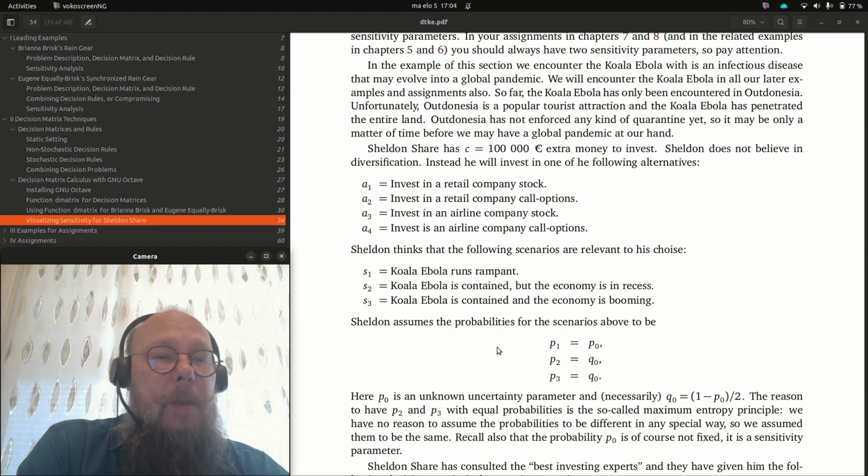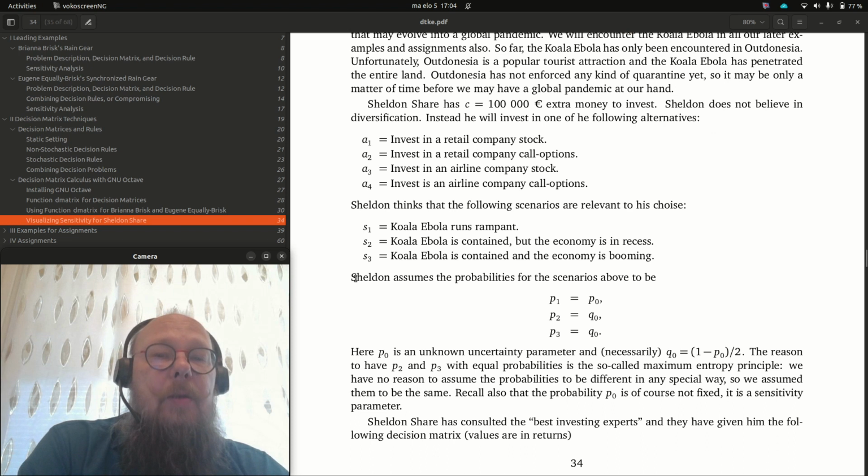Now comes the first time we encounter a sensitivity parameter. Sheldon assumes the probability of S1, that koala Ebola runs rampant and we have a pandemic, is P0. We don't know what P0 is; it will be a sensitivity parameter. Then S2 and S3 are equally probable, with probability Q0. Because P0 plus 2 Q0 must be 1, we immediately see that Q0 is (1 minus P0) over 2. So Q0 is not a free parameter, it's determined by P0.